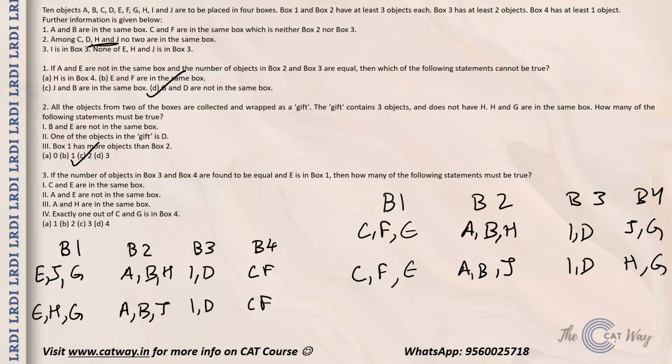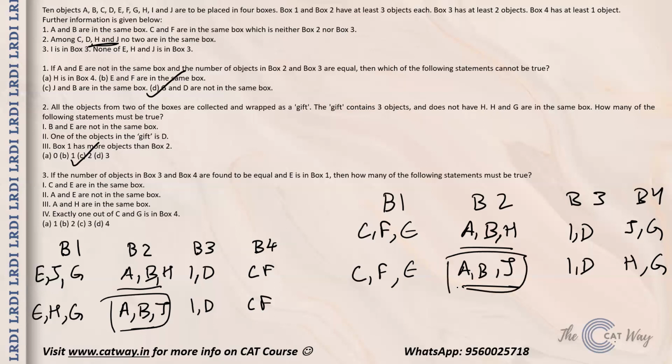Now the question is, how many of the following must be true? Statement 1: definitely C and E are in the same box. In this case, you can see C and E are in different boxes. So statement 1 is not necessarily always true. Then you have A and E are not in the same box. So A and E are never in the same box. That means statement 2 is definitely true. Third is A and H are in the same box. It's not always true that A and H are in the same box. So statement 3 is not definitely true.